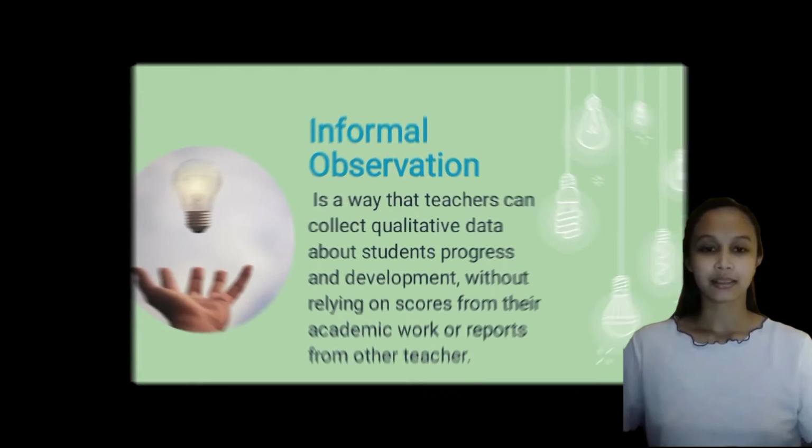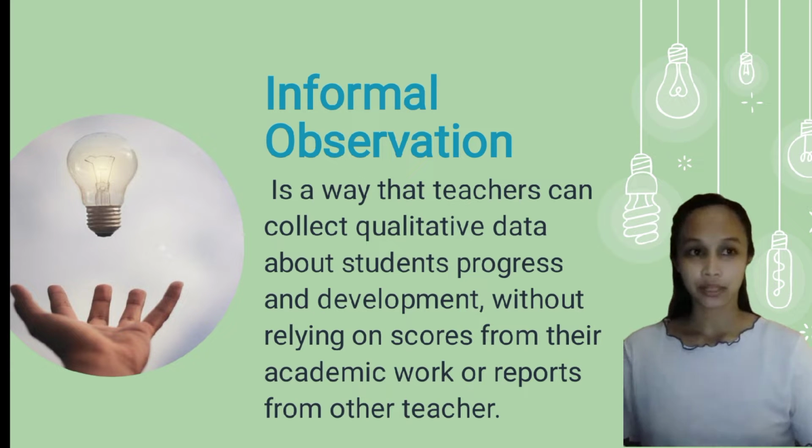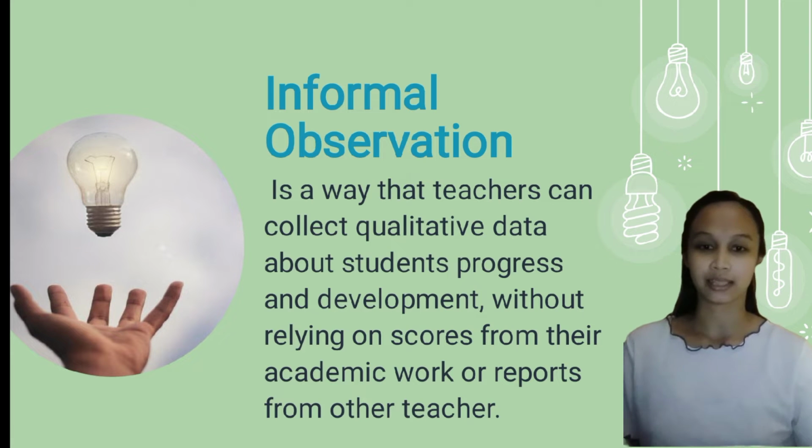Before anything else, let us first define what informal observation is. It is a way that teachers can collect qualitative data about students' progress and development without relying on scores from their academic work or reports from other teachers. Informal observation involves a less structured and less elaborate approach. This method is suited to instructional planning and day-to-day program operation. It is also called naturalistic observation, which is describing behavior in a natural setting.